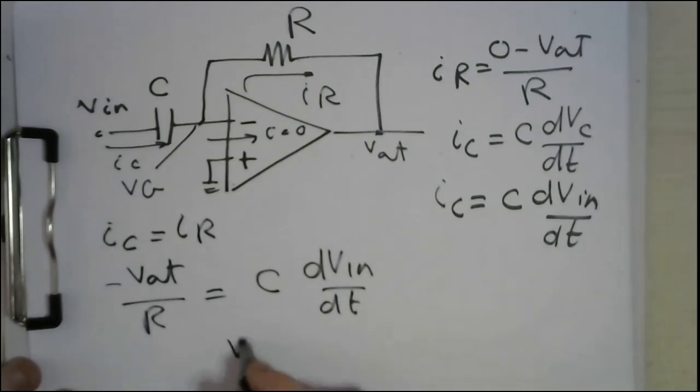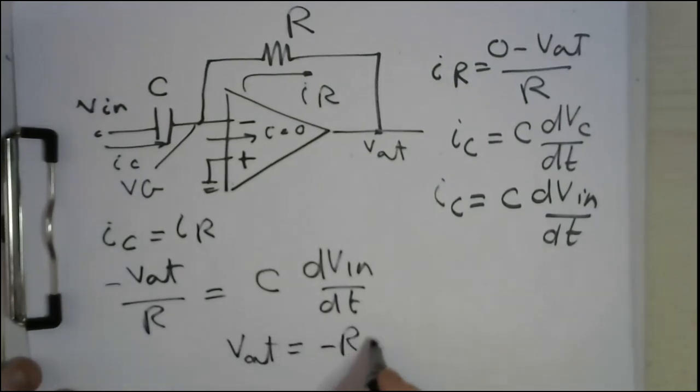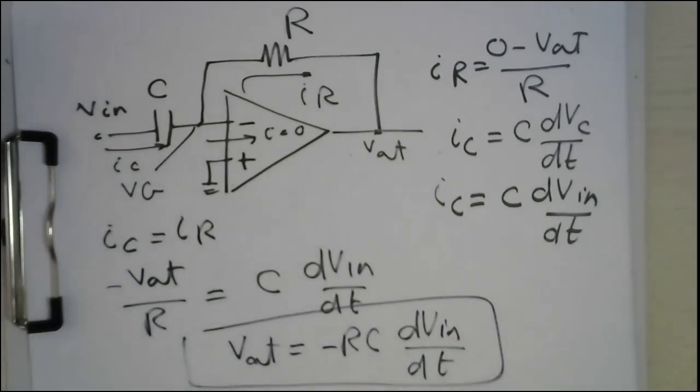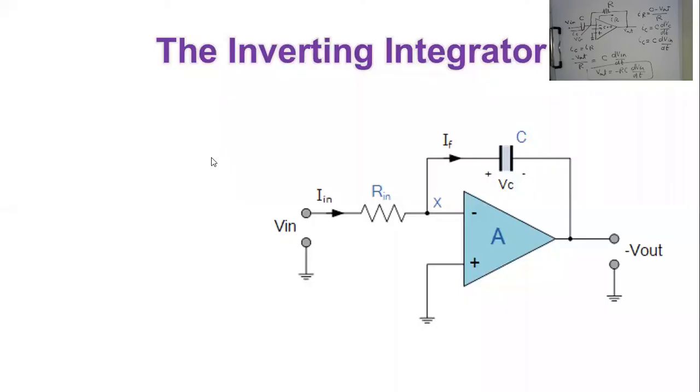Or we can say that V out equals minus RC dVn by dt. As you see now, the output is the differentiation of the input. That's why we call this a differentiator circuit. And we have again a negative sign, my dear students, because this input is connected to the inverting terminal. As you can see, it's very easy and straightforward, two circuits that can be widely used in various applications.